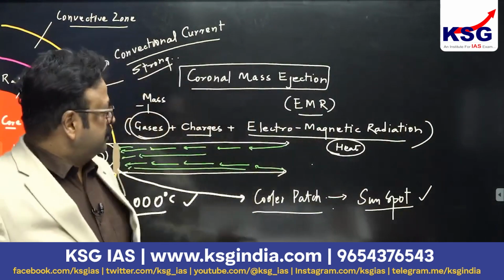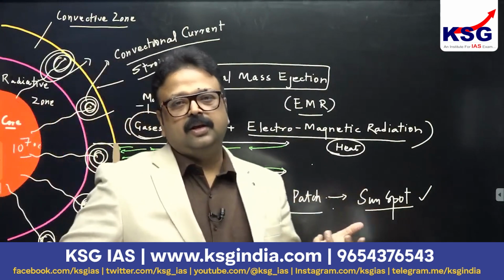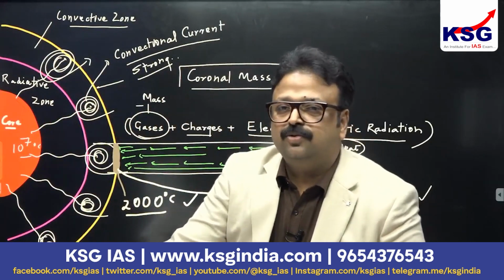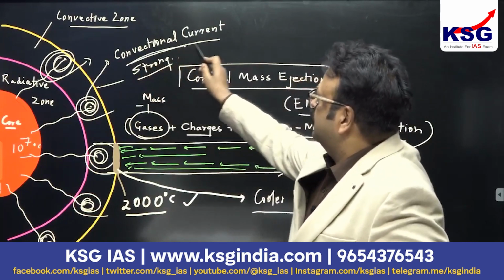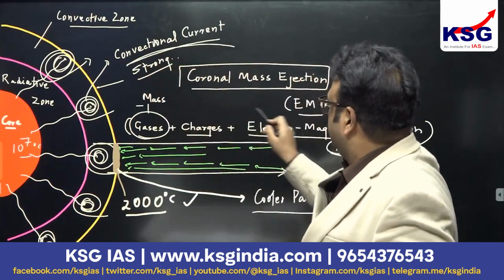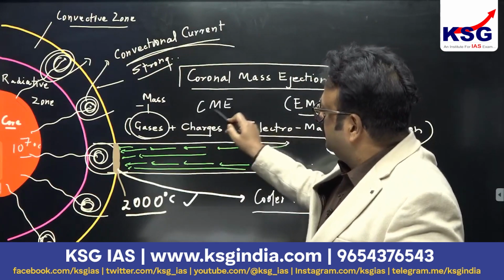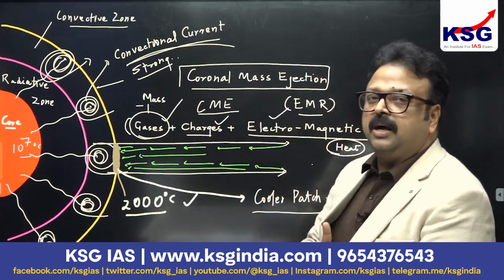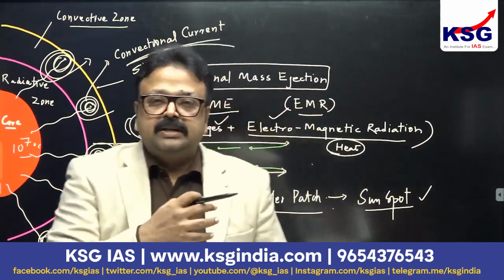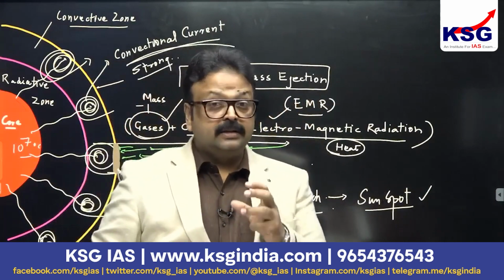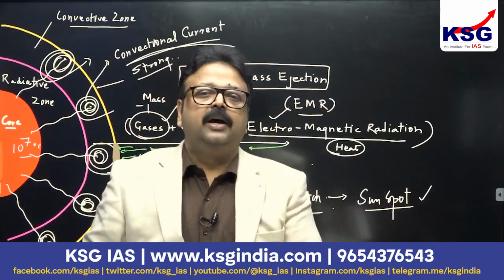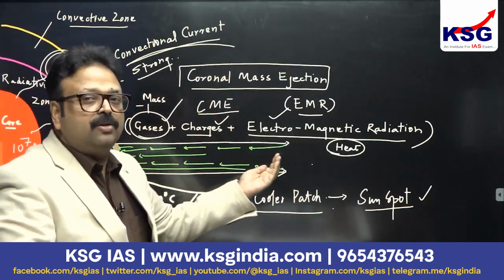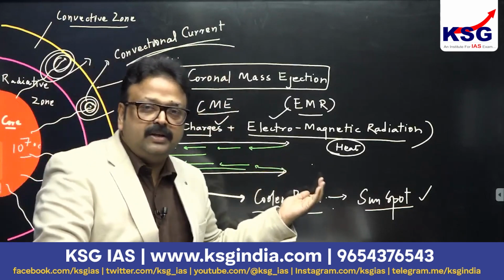Fine. So with this coronal mass ejection, I talked about sun spots, I talked about cooler patches. Why is this sun spot going to be there? Because of strong convectional current that led to coronal mass ejection, in which gases are there, charges are there, and electromagnetic radiations are ejected out, but it is under the influence of the gravity of the sun. Gases containing mass are going to be pulled back, and these gases get cooled during the course of their journey for several thousand kilometers from the sun.